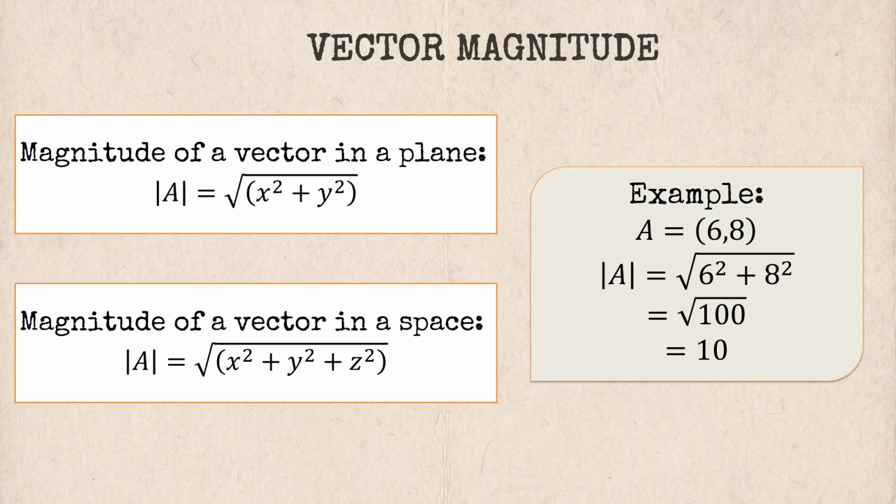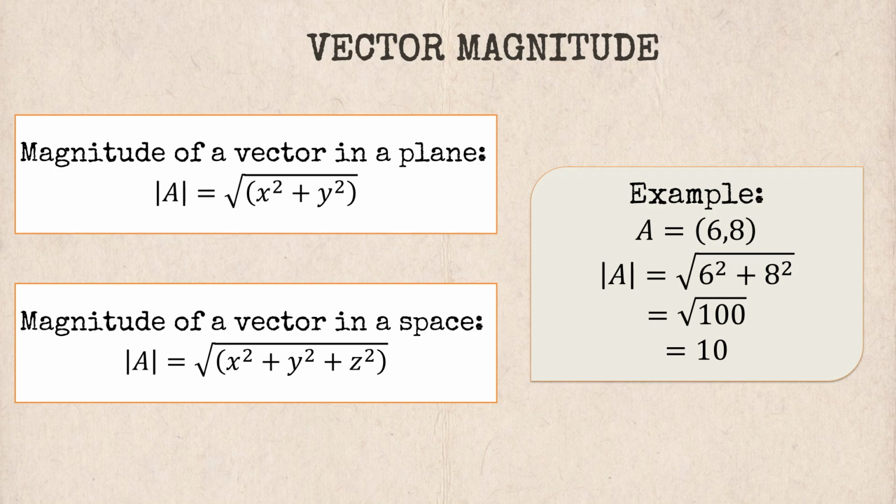Okay, the next is vector magnitude. The first is the magnitude of a vector in the plane. The magnitude of vector A equals the square root of x squared plus y squared. The magnitude of a vector in space is: the magnitude of vector A equals the square root of x squared plus y squared plus z squared.